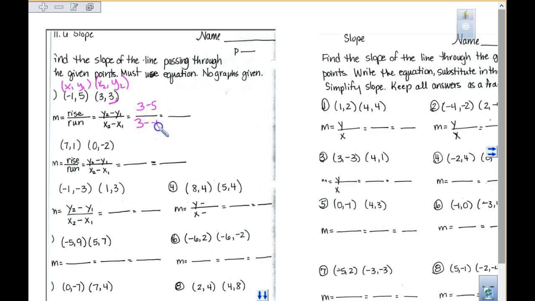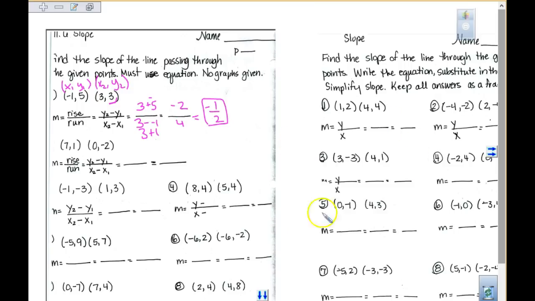Minus a negative 1. Here's where we get into that situation. 3 minus 5, that's the same as 3 plus a negative 5. That leaves us with negative 2. 3 minus a negative 1, that's the same as 3 plus 1, which leaves me with 4. We want to simplify our answer. Negative 1/2.